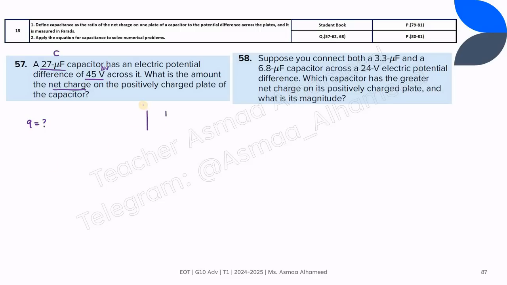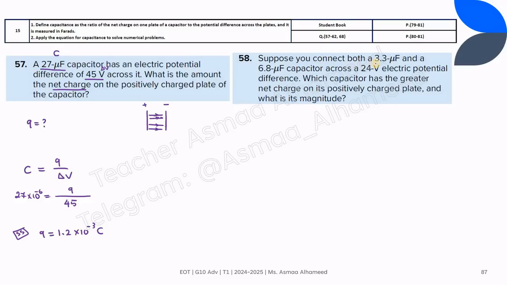So a capacitor actually is like a parallel plate electric field. Okay, so it looks like this. That's the capacitor on the inside. Now we need to calculate how much is the charge. So we start with the equation C is equal to Q over delta V. C is 27 times 10 to power minus 6, which is equal to Q divided by 45. Now we do shift solve, and Q will be 1.2 times 10 to power minus 3 Coulomb.